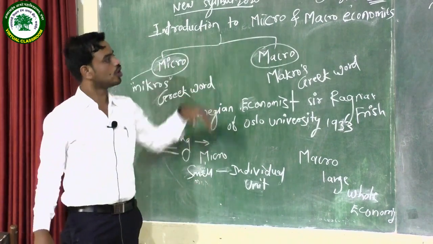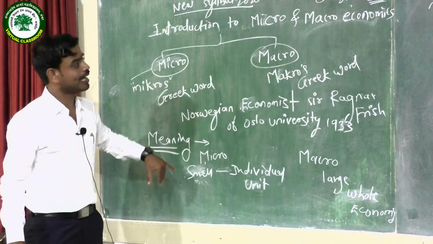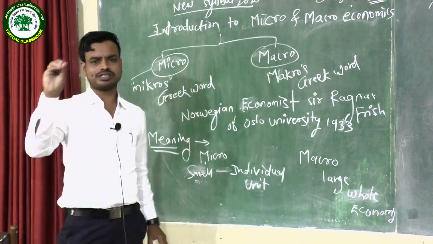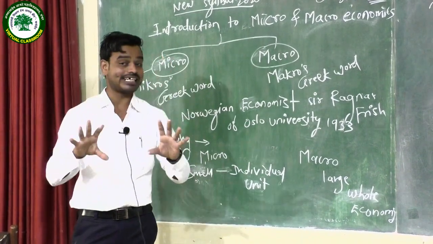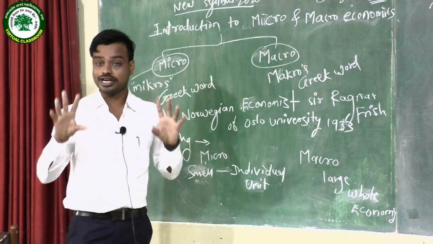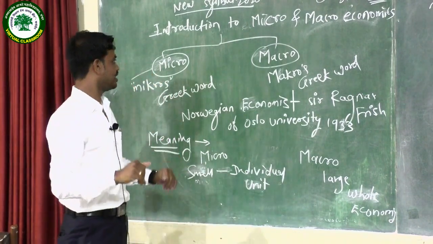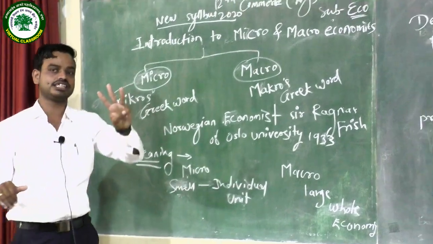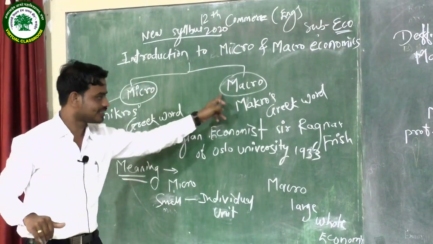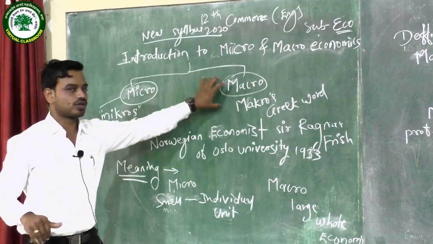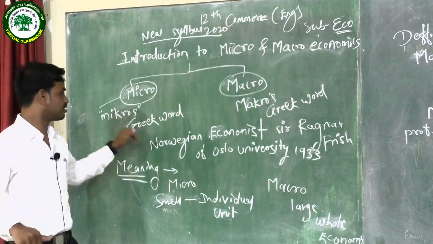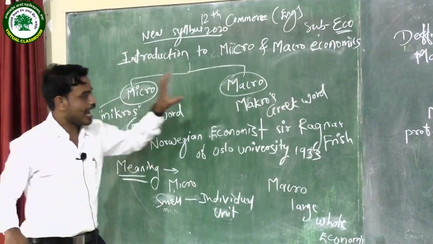When we think about the overall blackboard, in that blackboard there are some important concepts. Only those elements, only those points you should remember. First thing, in an introduction there are three conditions. First one is there are two branches, micro and macro. This word we derived from the Greek words micros and macros.